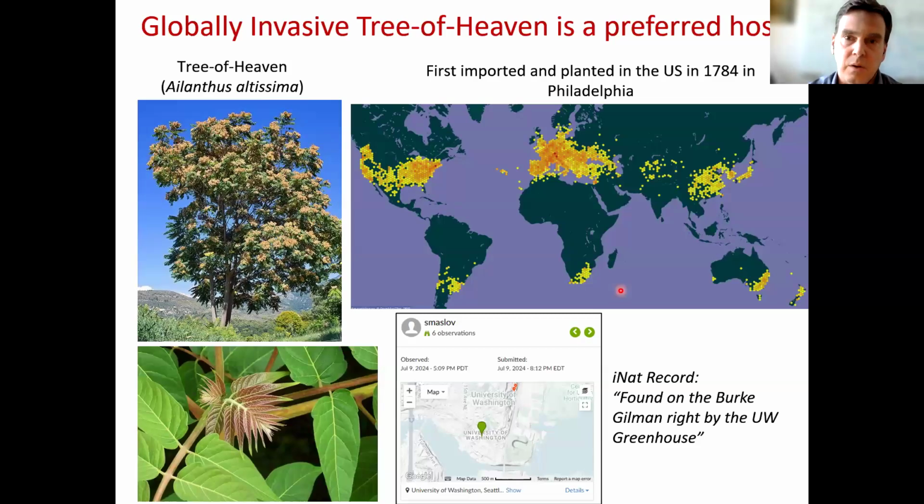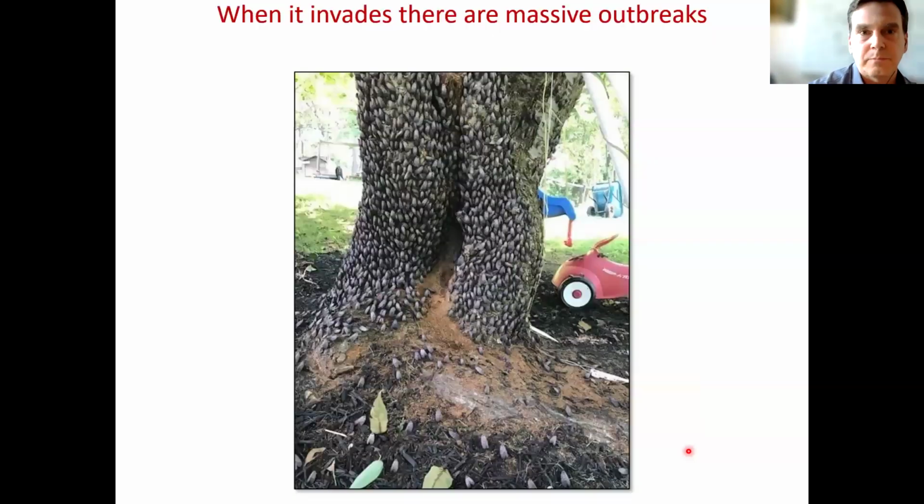This pest species really likes the tree of heaven, Ailanthus altissima. It's a globally invasive tree. It's found all across the globe. This is sort of what it looks like. The leaflets have these little thumbs at the bottom of them. That's how you can tell whether or not it's a walnut or other species that kind of look like this. And then I looked at iNaturalist, and there's one right there on the University of Washington campus, found on the Burke-Gilman, right next to the UW greenhouse. And so, they're in Seattle as well. They're all over the place.